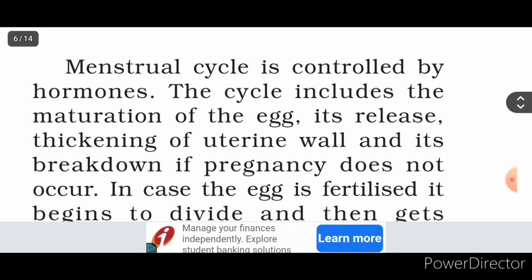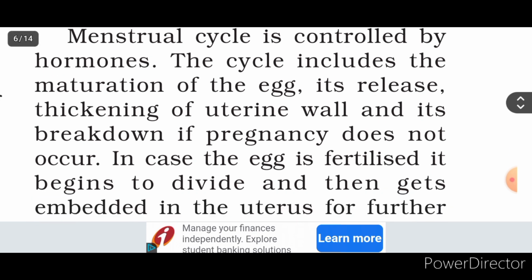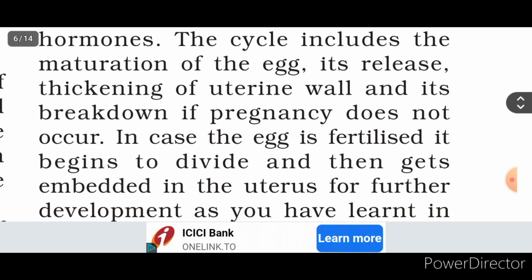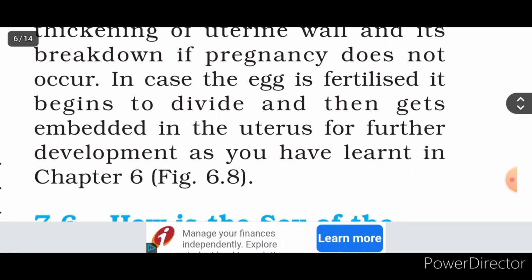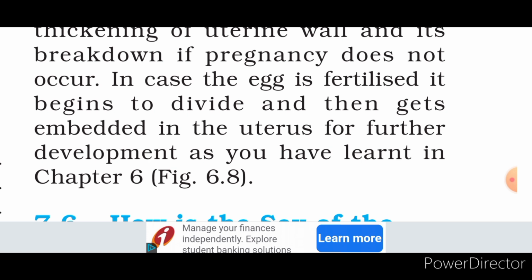Menstrual cycle is controlled by hormones. The cycle includes the maturation of the egg, its release, thickening of the uterine wall, and its breakdown if pregnancy does not occur. In case the egg is fertilized, it begins to divide and then gets embedded in the uterus for further development.